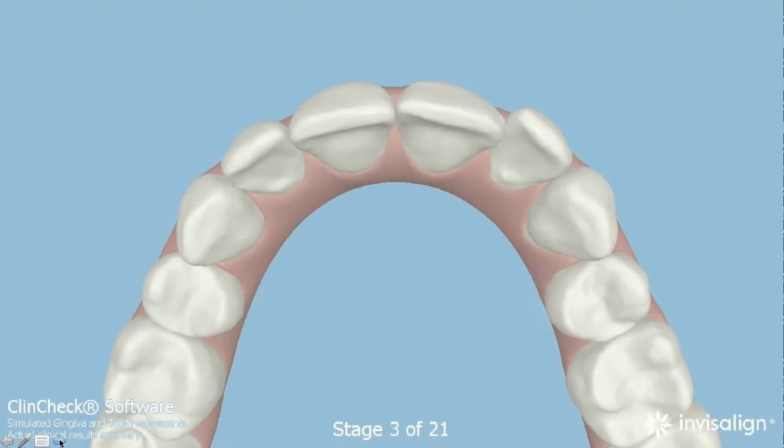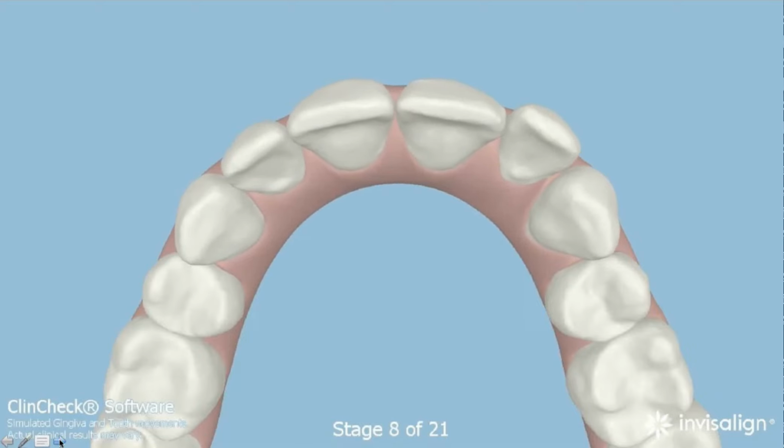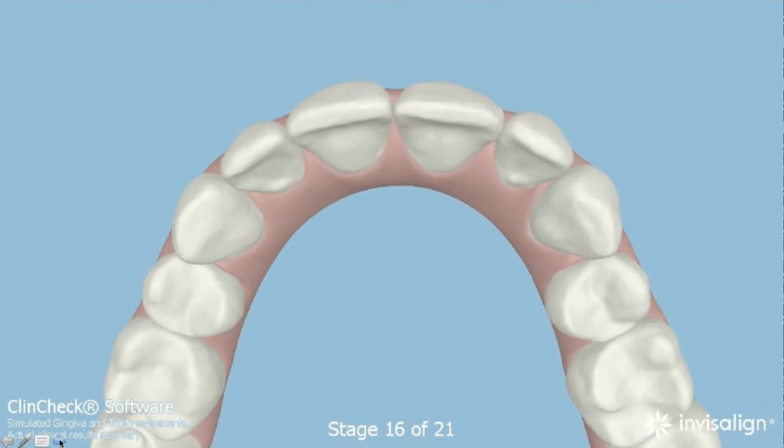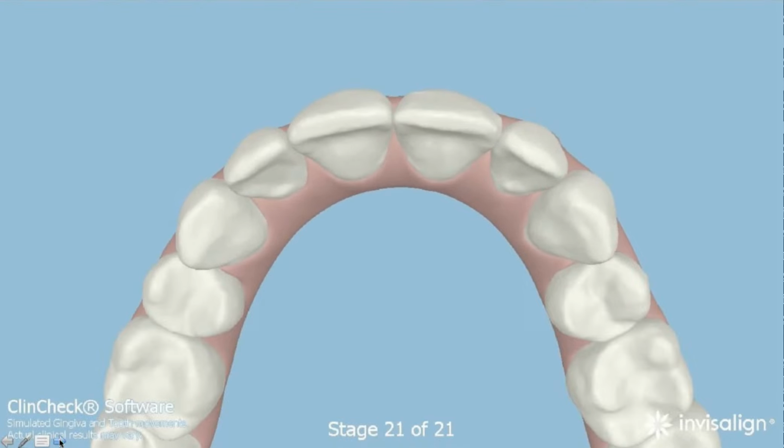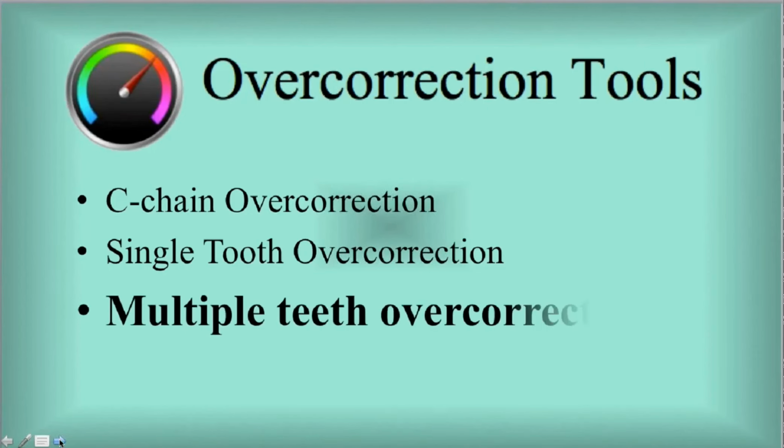Here's one more example, tooth number 10. Way out it goes, and then it comes back in after it's fully derotated and snugs right in there. So those are all examples of single tooth overcorrection. Let me give you a couple of examples of multiple teeth overcorrection so you see what those look like.